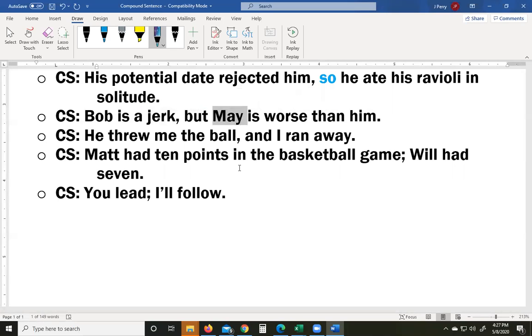You could say Bob is a jerk, but I like him anyway. So you could have said it that way. So we've got simple sentence number 2, and then right there we've got I like him. So that's simple sentence number 3.